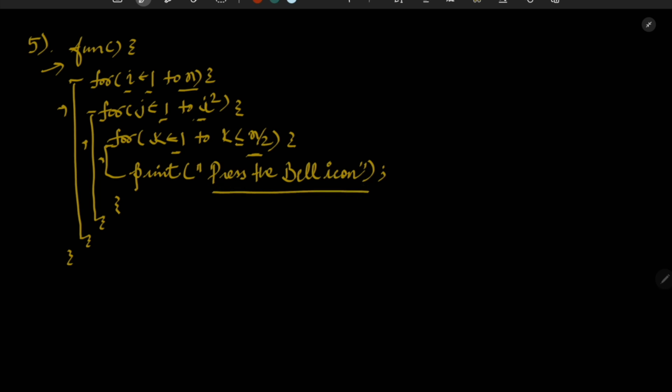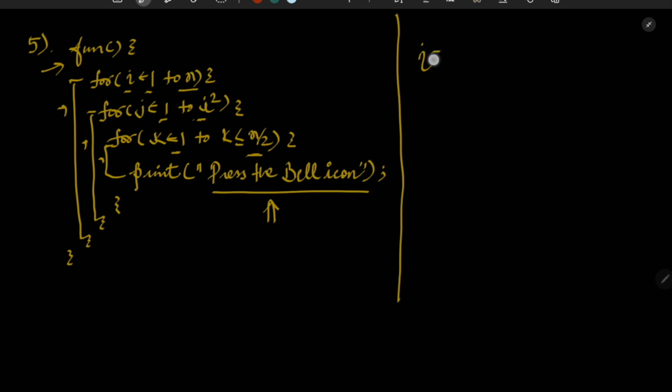So let's analyze what is going to be the time complexity for this one. As always, our end goal is to find out how many times this message is going to be printed. And how do we find it out? We start by substituting certain values for i, j and k and see how it's coming up, right? So let's do the same.